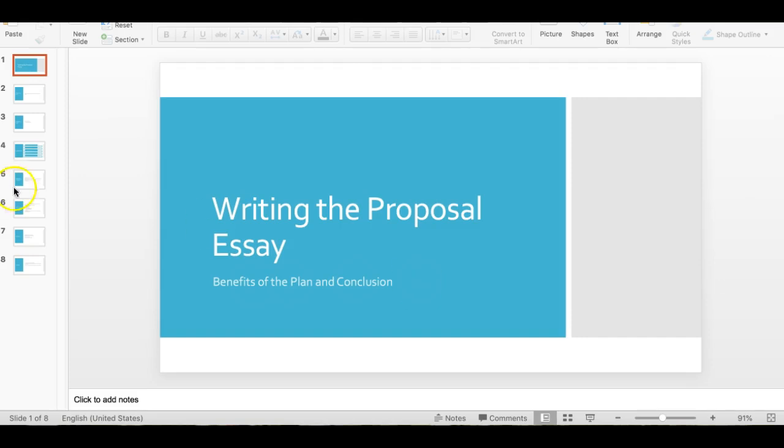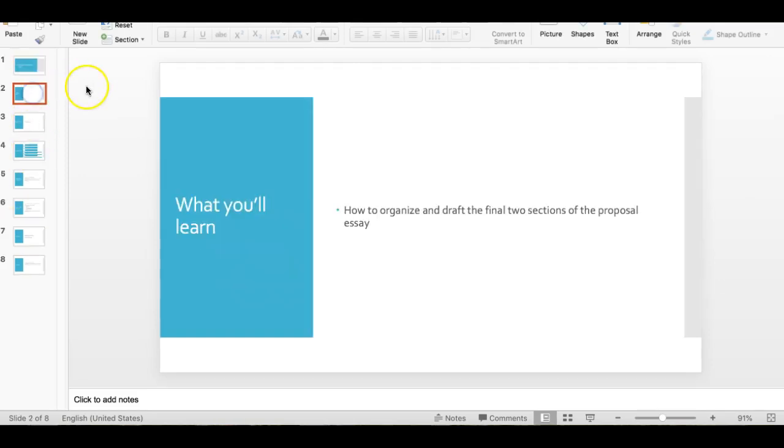So let's get started. Okay, so of course this is what you'll learn, and we always start with what I am promising that you will learn. You will learn how to organize and draft the final 2 sections of the proposal essay. And the final 2 sections I should have mentioned are the benefits of the plan and the conclusion, right?